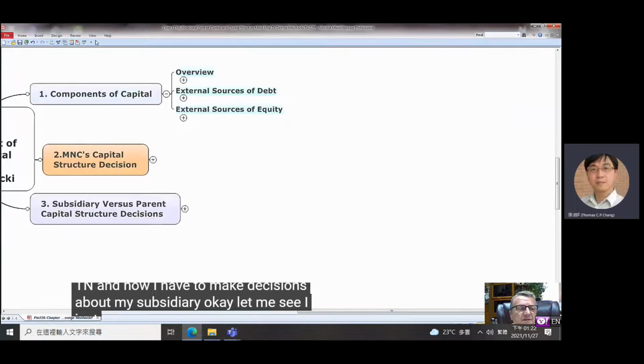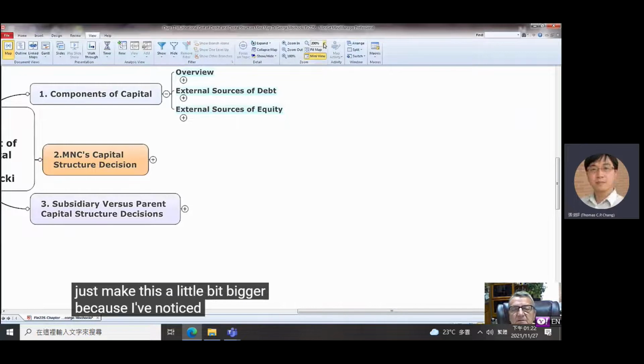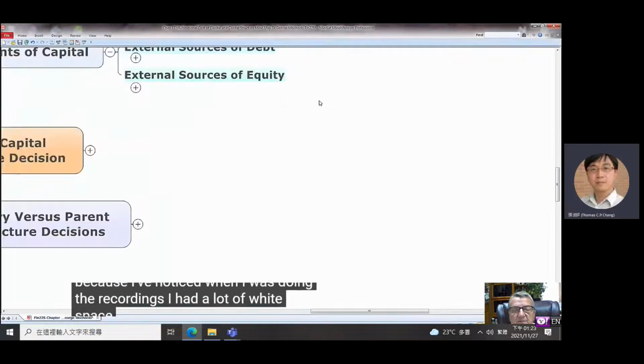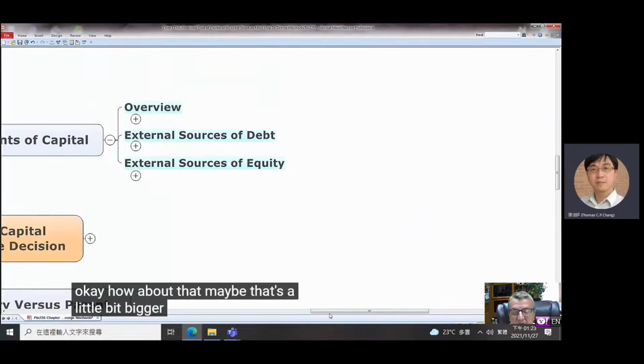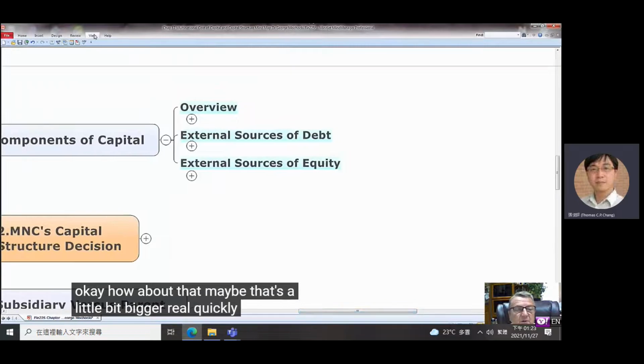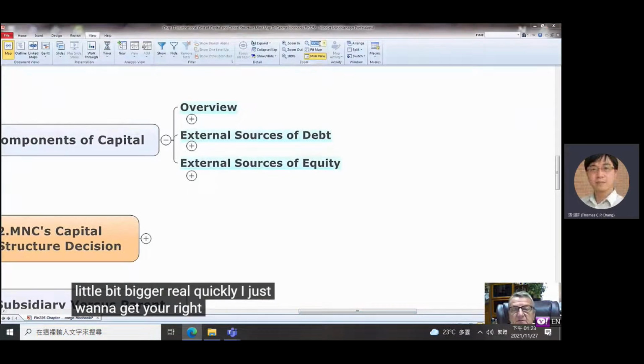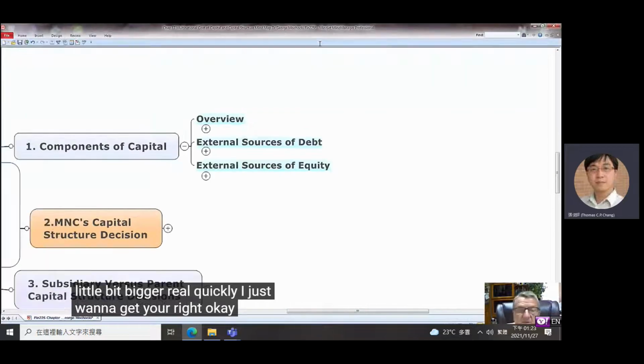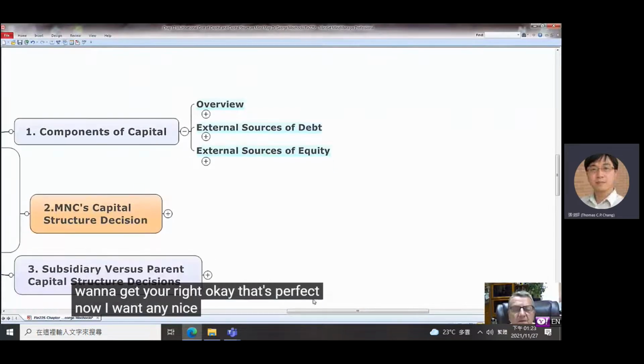subsidiary. Okay, let me see if I just make this a little bit bigger, because I've noticed when I was doing the recordings, I have a lot of white space. Okay, how about that? Maybe that's a little bit bigger. Real quickly, I just want to get the right thing. Let's just go with 250. Okay, that's perfect.